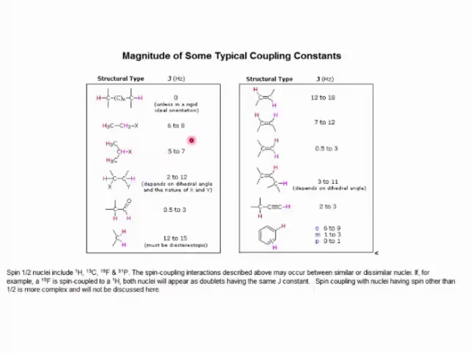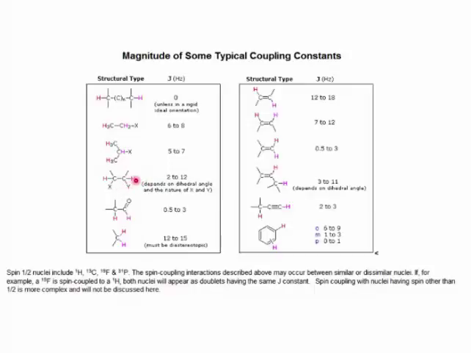Let me mention in this regard that in measuring the magnitude of splitting, the spacing between adjacent peaklets, we don't use ppm. Instead, we use frequency, hertz, and that turns out to be the better unit to use. All right, let's look at some other structural types where we have splitting.